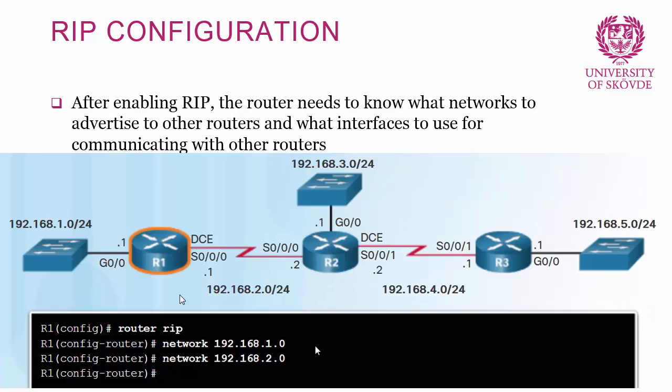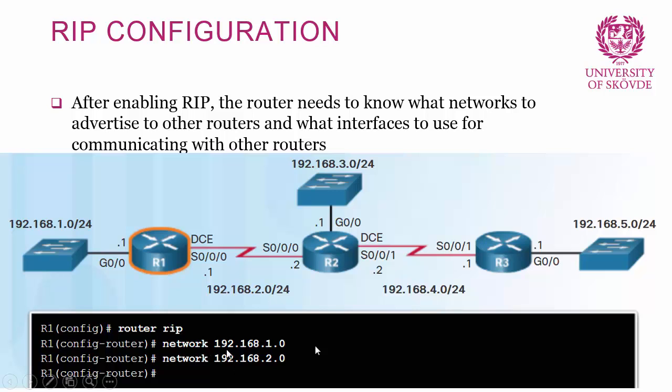But after knowing that, you need to inform the router about what networks to advertise to the other routers and what interfaces to use for communicating with other routers. And you do this with the network command. So when you type router rip and hit enter, you go into the RIP configuration mode. So say that we're on router 1. The next step that we have to do is tell router 1 that it's going to advertise information about this network and about this network. It also has to know that it's going to use the interface here, or this network, to communicate with router 2. So we do that with the network command.